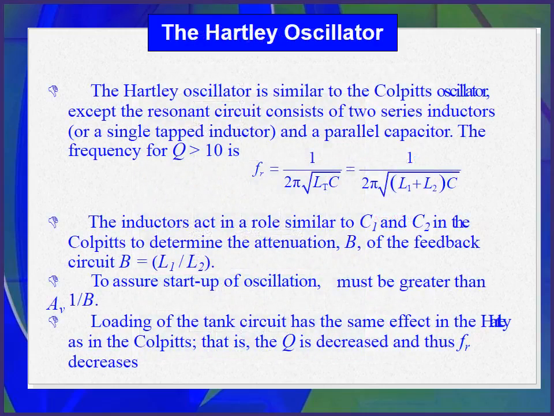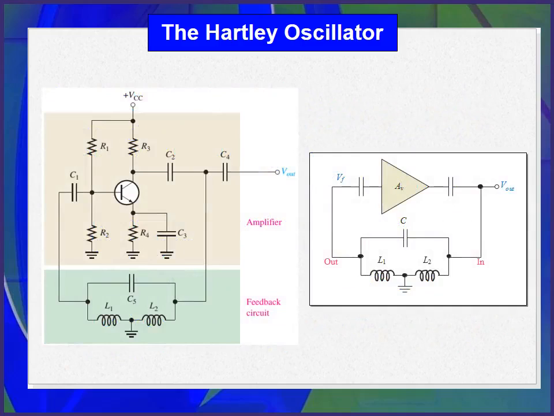Next we are going to see about the Hartley oscillator, which is similar to the Colpitts oscillator, except that the feedback circuit consists of two series inductors and a parallel capacitor as shown in the diagram. In this circuit, the frequency of oscillation is FR equal to 1 by 2 pi root of LC. So here LT represents both L1 and L2 in series.